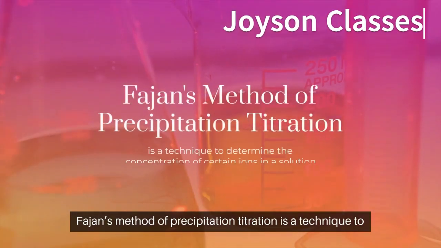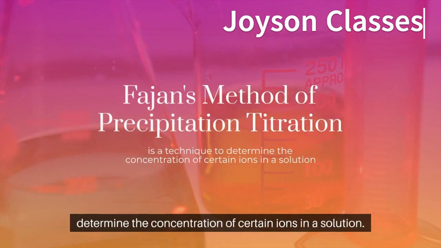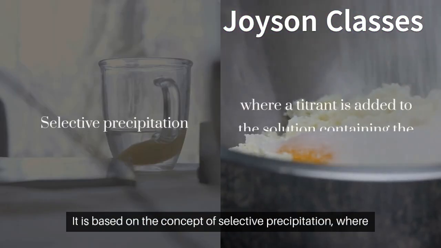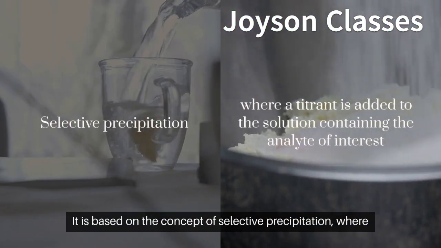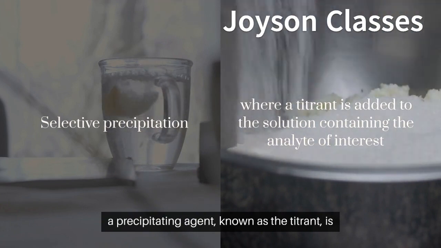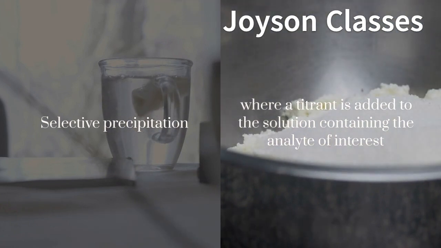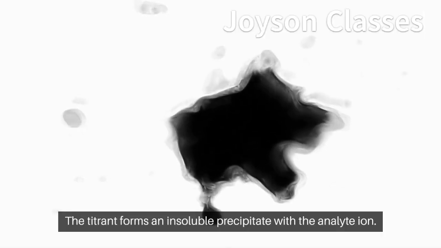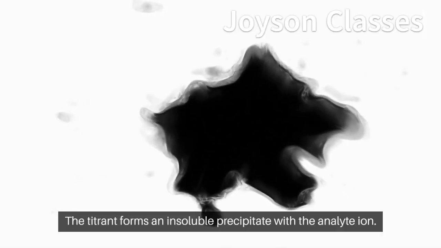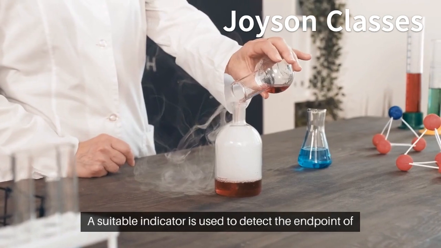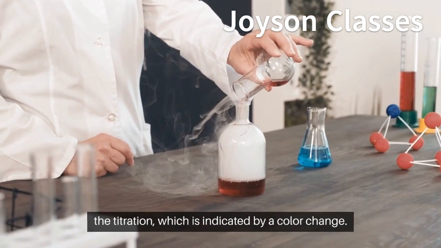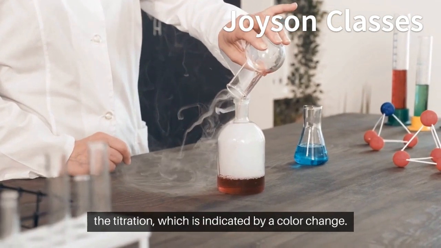Fajan's method of precipitation titration is a technique to determine the concentration of certain ions in a solution. It is based on the concept of selective precipitation, where a precipitating agent, known as the titrant, is added to the solution containing the analyte of interest. The titrant forms an insoluble precipitate with the analyte ion. A suitable indicator is used to detect the endpoint of the titration, which is indicated by a color change.